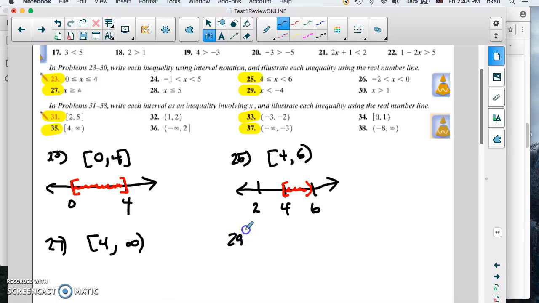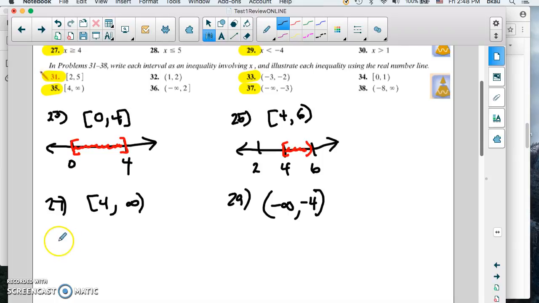29, it's less than -4, so that means it's lower than -4, so we have to start at -4 on this side of the bracket. It's the highest value, and negative infinity would be where it would go down to. So this would be the interval notation there for that one.